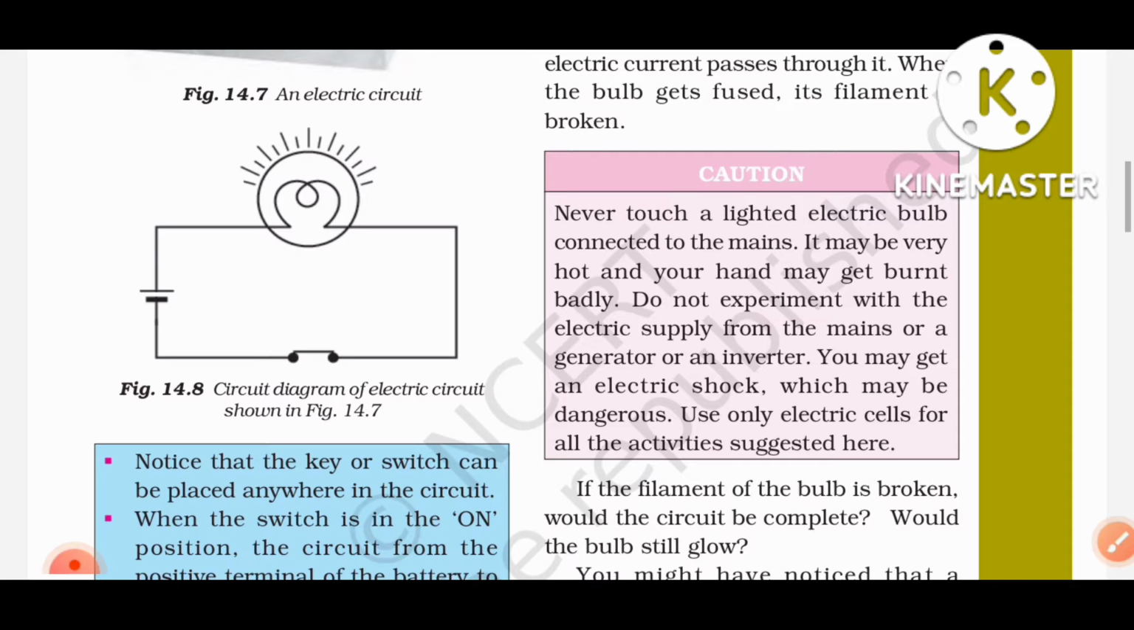Caution. Never touch a lighted electric bulb connected to the mains. It is very hot and your hand may get burnt badly. Do not experiment with the electric supply from the mains or a generator or an inverter. You may get an electric shock which may be dangerous. Use only electric cells for all the activities suggested here.